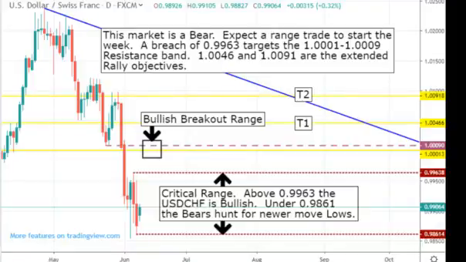What we have here is the daily US dollar Swiss currency cross chart. Now, you'll notice that at the lower part we have a critical range that is set between 99.63 and 98.61. This will be the critical range that you'll probably see the market trading in over the next couple of sessions, especially into today and tomorrow.